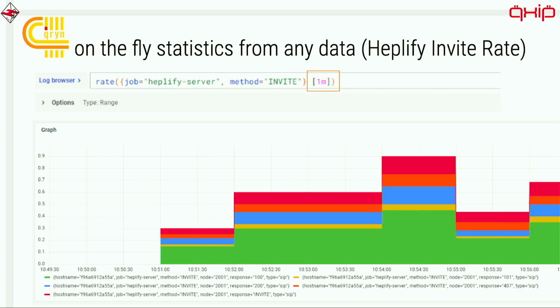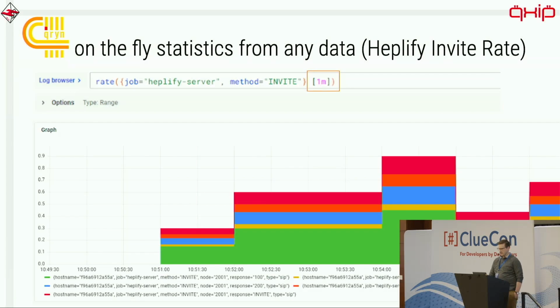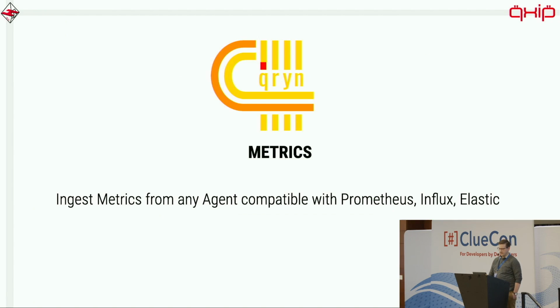HEPIC can tell you how many invites you had and from which host, and which node, and what the responses were, just on the fly. So we've got the metrics directly.